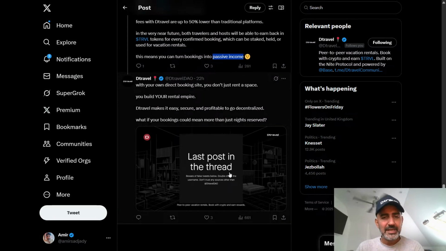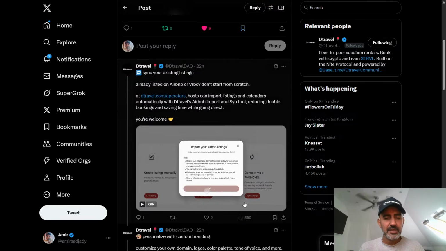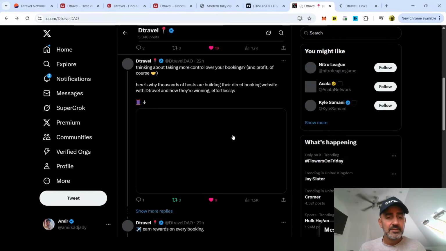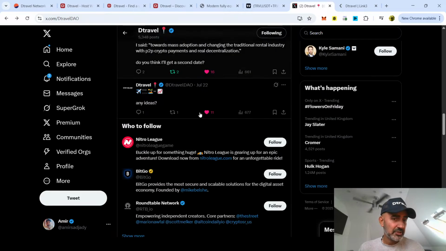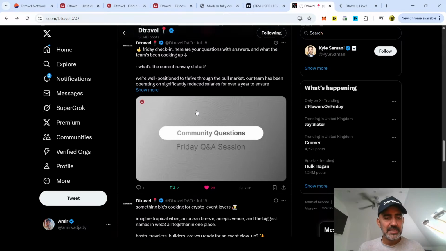With your own direct booking site, you don't just rent a space, you build your rental empire. Dtravel makes it easy, secure, and profitable to go decentralized. What if your bookings could mean more than just nights reserved, right? So this is quite a really powerful explanation on Dtravel. Do your own research, but it's there right on the X page. So they're starting to post again. This is good. This is what we want to see. None of the posts are actually pointing to any of the changes which I have rumored or suggested. So that's still to come.